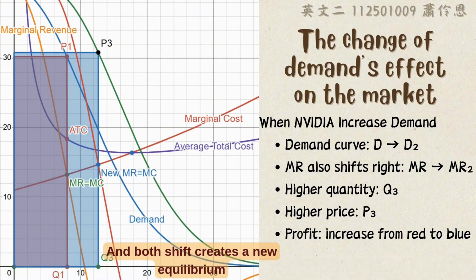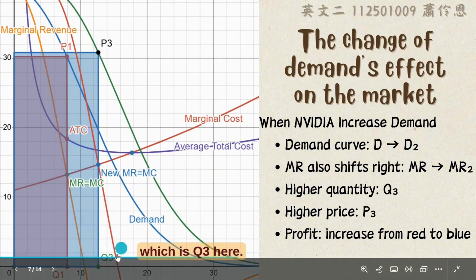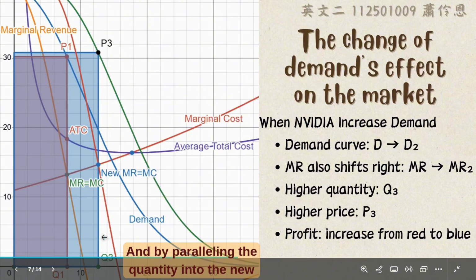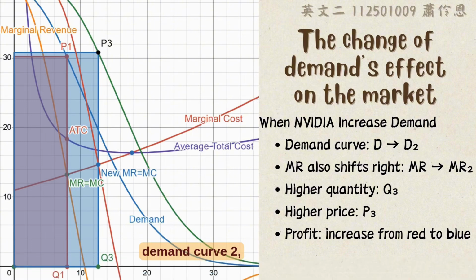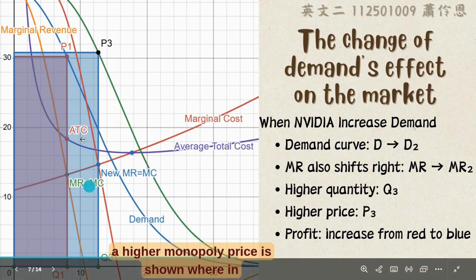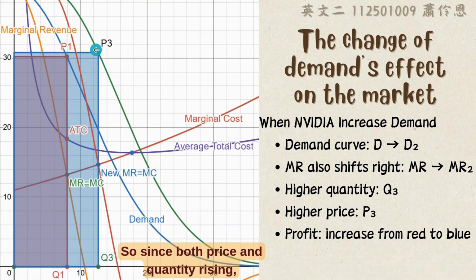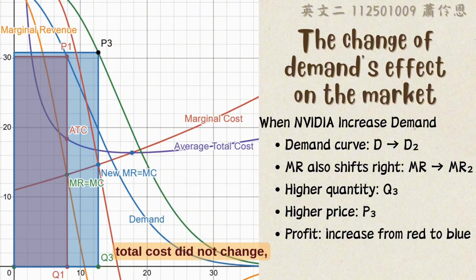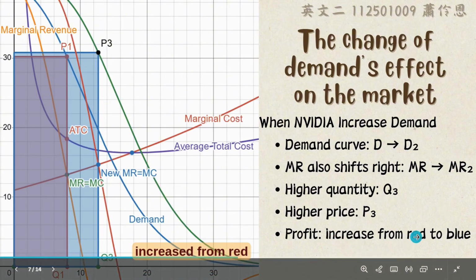Both shifts create a new equilibrium at the intersection of the new marginal revenue 2 and marginal cost curves, resulting in a higher quantity, which is Q3 here. By moving from that quantity up to the new demand curve 2, a higher monopoly price is shown as P3. Since both price and quantity rise, the profit rectangle grows larger because the total cost did not change, as you can see in this diagram, increasing from the red rectangle to the blue rectangle.